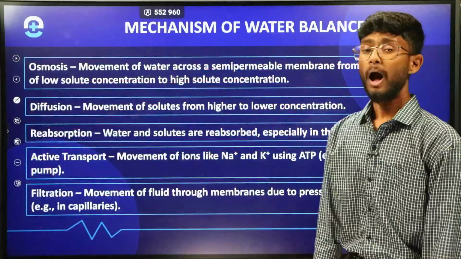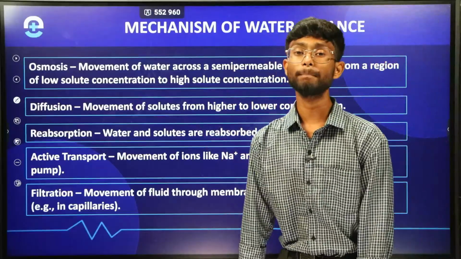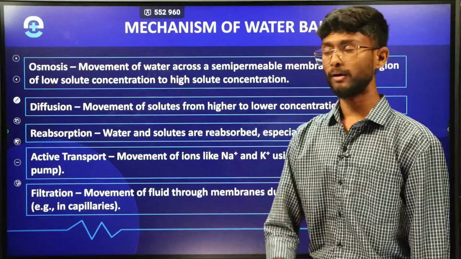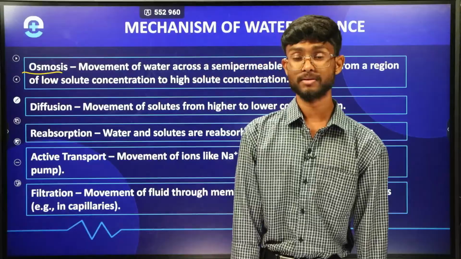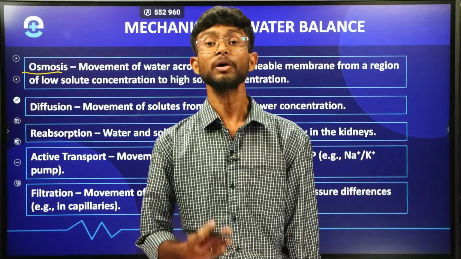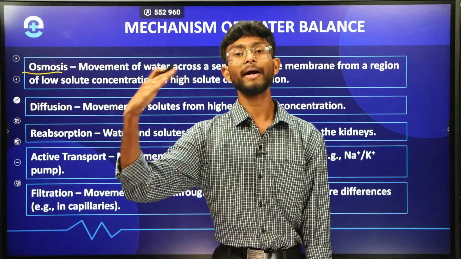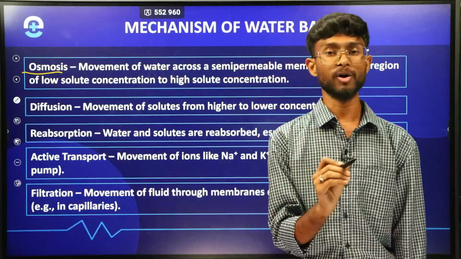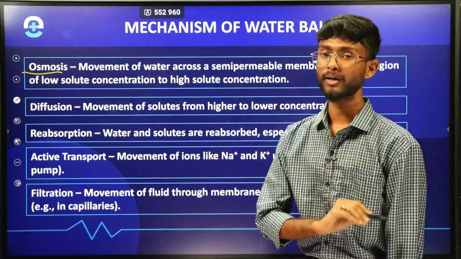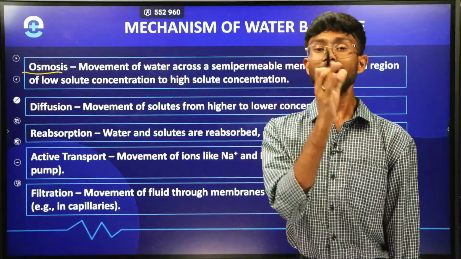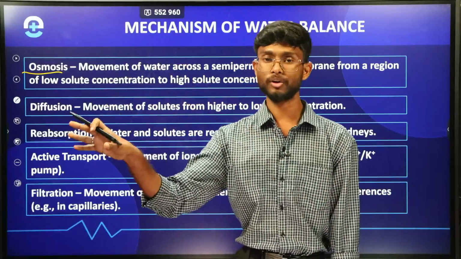So next, how does this mechanism occur, that is, the mechanism of water balance. How can you balance the water? Through osmosis. What do you mean by osmosis? Osmosis is nothing but movement of molecules from lower concentration to higher concentration through a semi-permeable membrane. This word is very important. Through a semi-permeable membrane, the molecule moves from lower solute concentration to higher solute concentration.